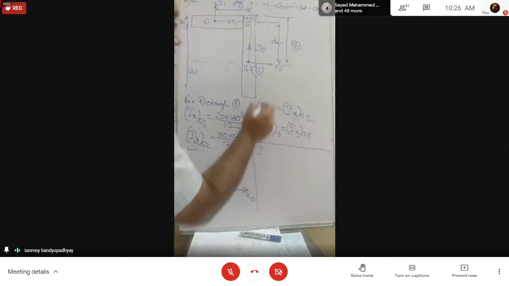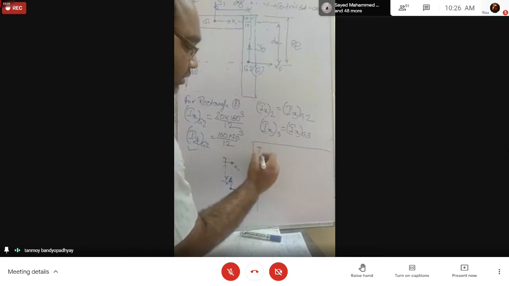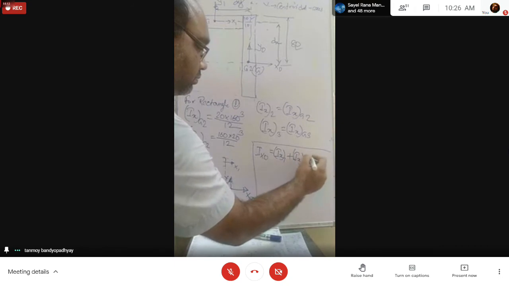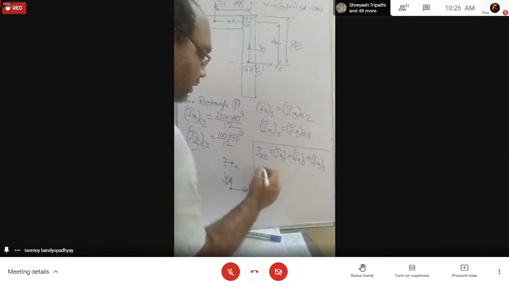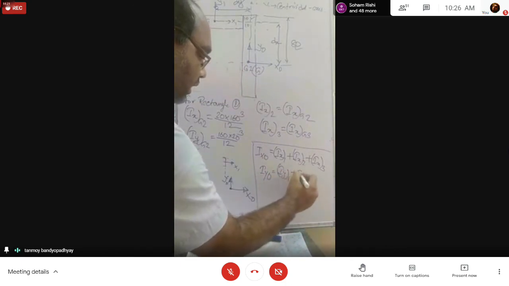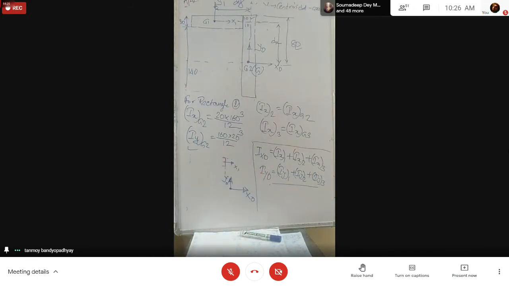Since you have calculated everything about Ix0, the final moment of inertia about Ix0 or the centroidal axis will be equal to Ix1 plus Ix2 plus Ix3. And similarly Iy0, that will be equal to Iy1 plus Iy2 plus Iy3. So this is the final answer. So just calculate and check whether you are getting the answers. I think every answer is given for this chapter at least. It is our Devani. So just I am telling you the answers.